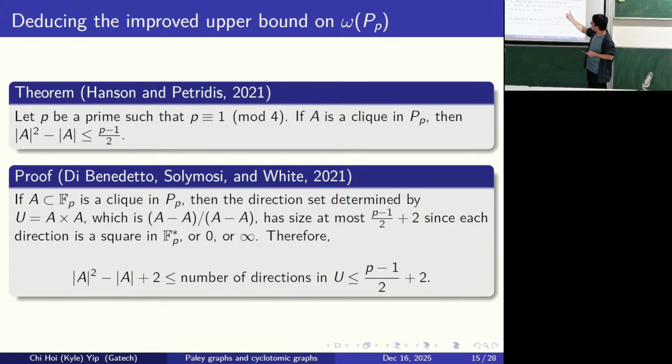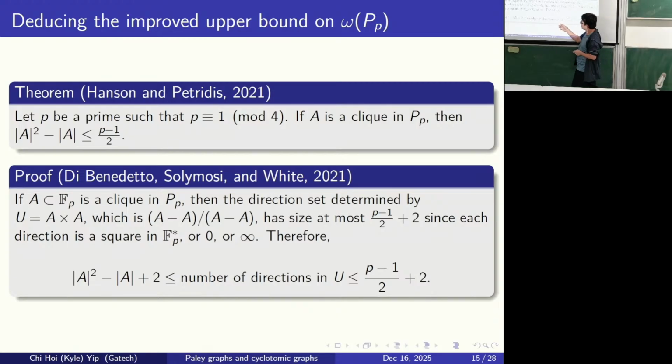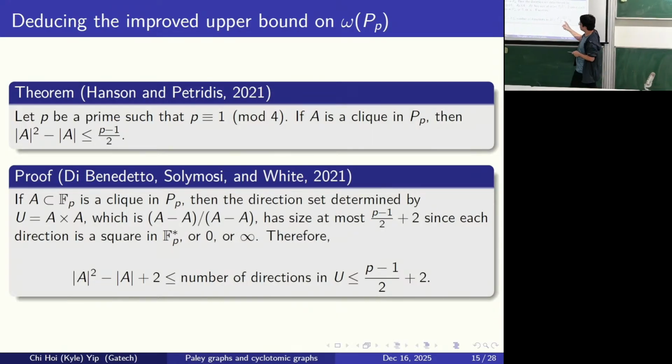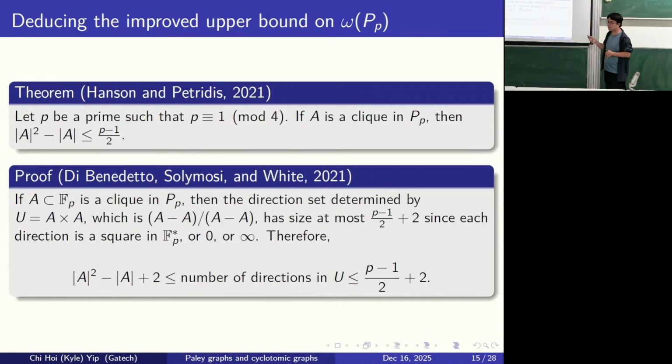Right? So this means the number of directions is at most this, but the result by them also gives the lower bound on the number of directions. So you can just compare this lower bound and the upper bound. So you can cancel this plus 2. Right? So you can precisely count the Hansen-Pagidis bound.